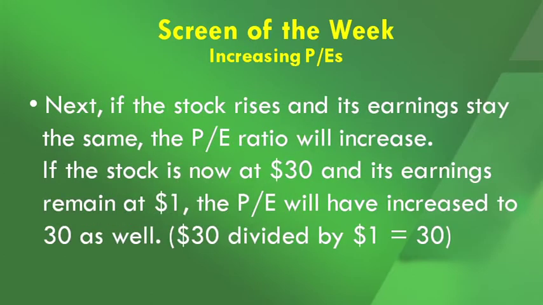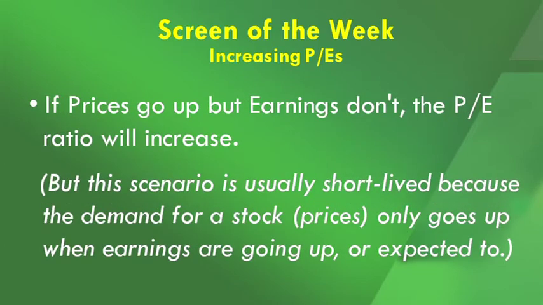Next, if the stock rises and its earnings stay the same, the PE ratio will increase. So if the stock is now at $30, for example, and its earnings remain at $1, the PE will have increased to 30 as well. Once again, 30 divided by $1 equals 30. So if prices go up but earnings don't, the PE ratio should increase. But again, this scenario is usually short-lived because the demand for stock, its prices, typically only goes up when earnings are going up or at least expected to go up.